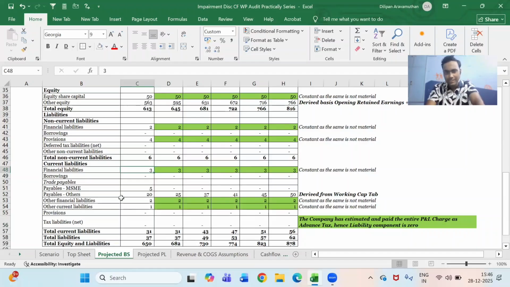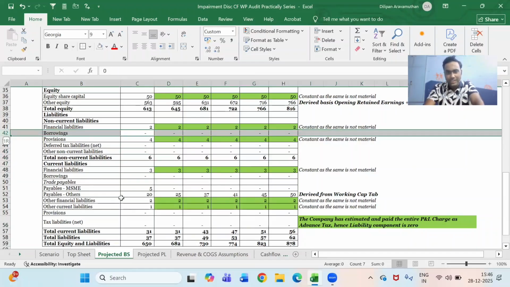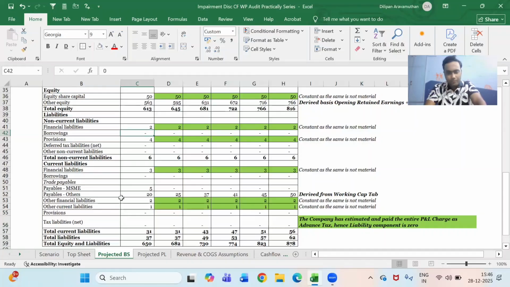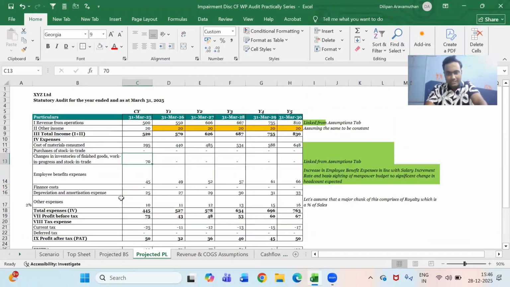For now, we are assuming that ABC Limited does not have any borrowings, which is why I've kept the value of borrowings as 0. So moving on to the discussion, guys. Now let's look at the P&L. Let's get a fair idea of the P&L.